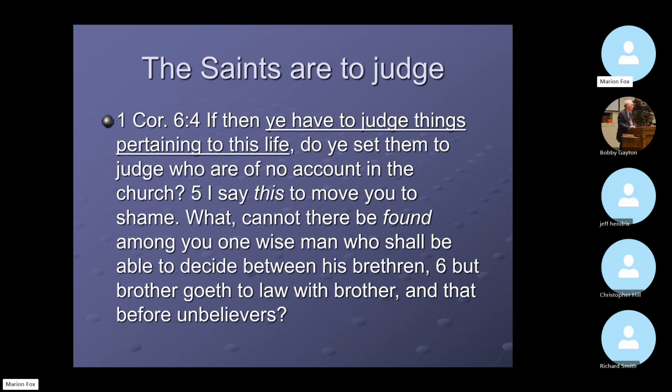Do you set them to judge who are of no account in the church? Do you choose the last person in the church to make a decision on these matters? No, you don't. You choose the best person you can, the most spiritually minded, to make a judgment for you to help guide you. I say this to move you to shame. What? Cannot there be found among you one wise man who shall be able to decide between the various brethren?